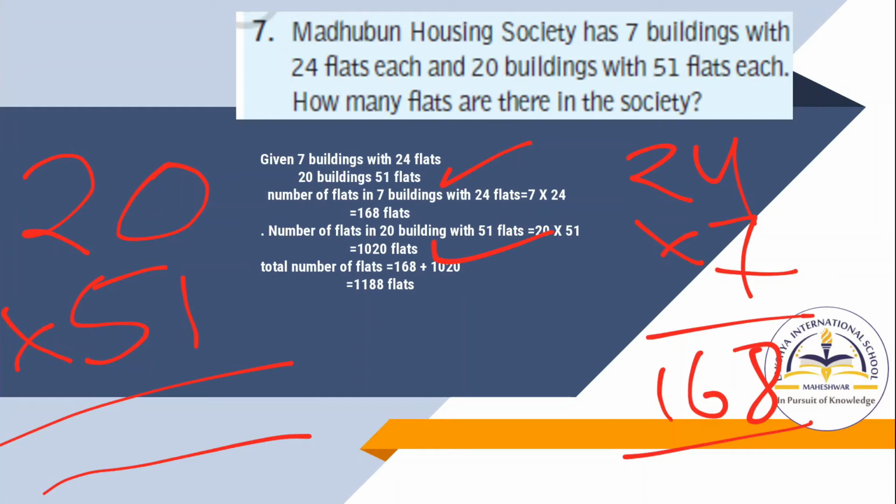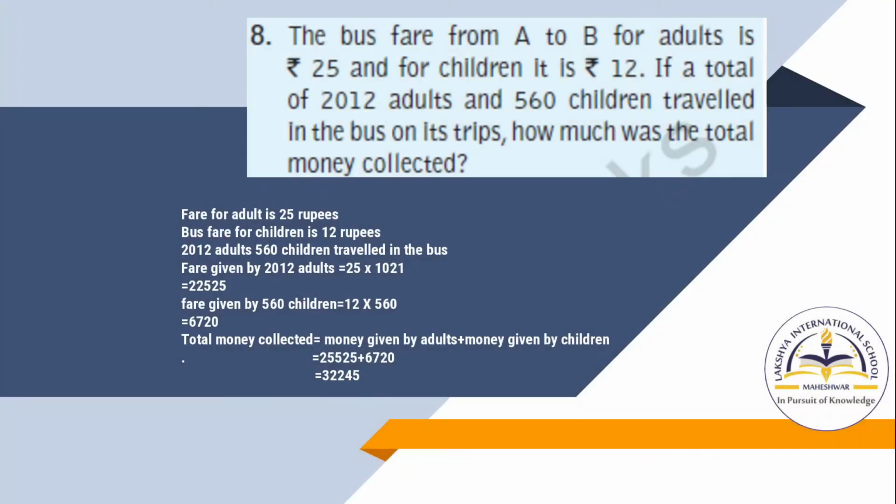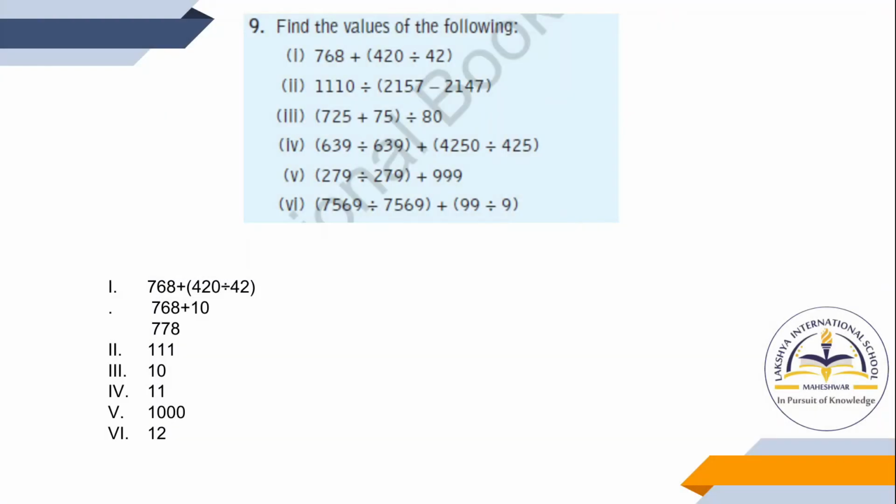Now we have to calculate the total. So the total number of flats will be 168 plus 1020. So our answer will be 1188 flats. In the same manner, like question number 7, you have to solve question number 8. Now question number 9, find the values of the following.